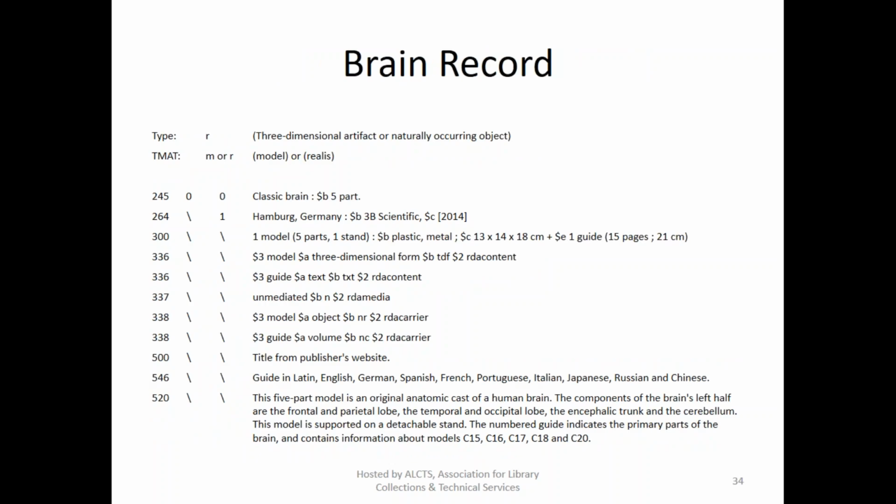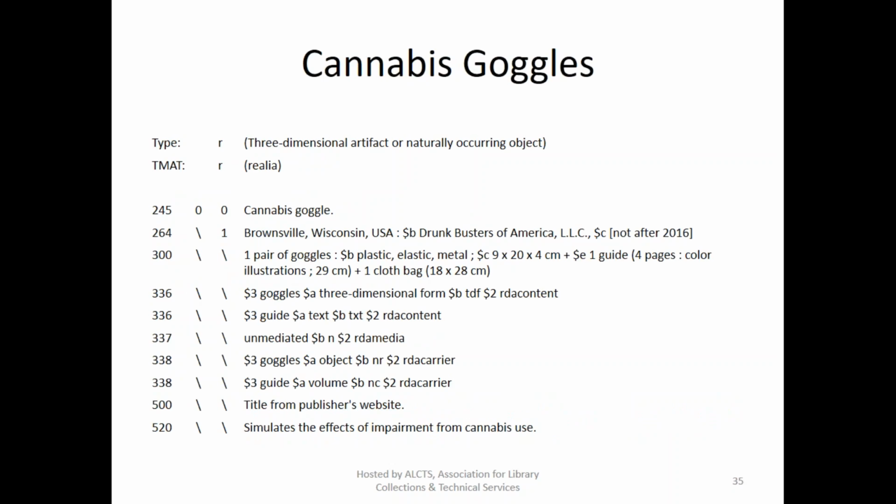We have a brain record here. So this is a model, and you can see the addition of multiple content and carrier types in this record. Here's another record with multiple content and carrier types. The delimiter 3 notes which part of the work is being described. The need to add a physical description for every piece of your manifestation can be set locally. Where is a happy medium for your library? What do your users need to find and use an item?